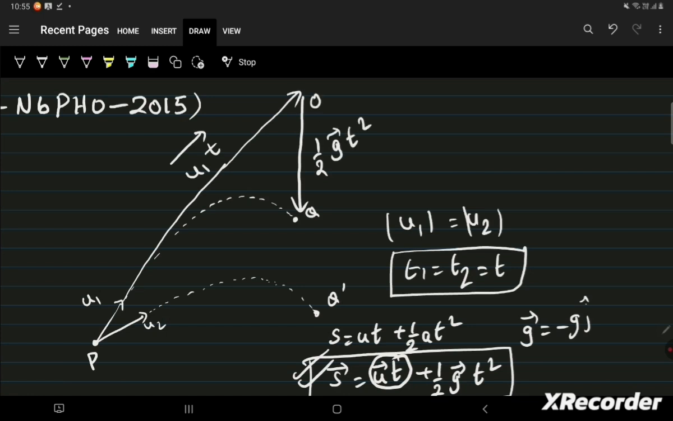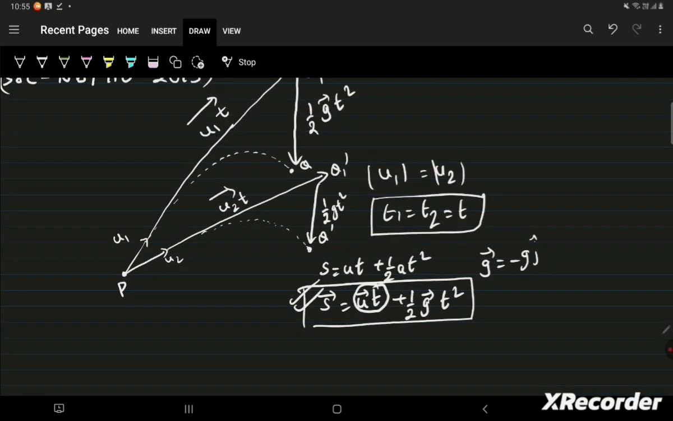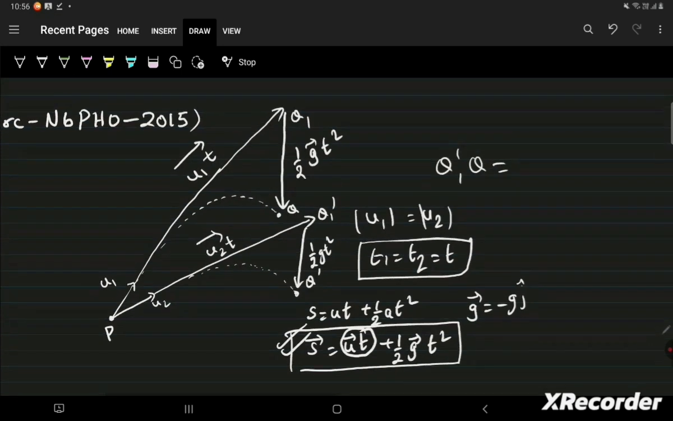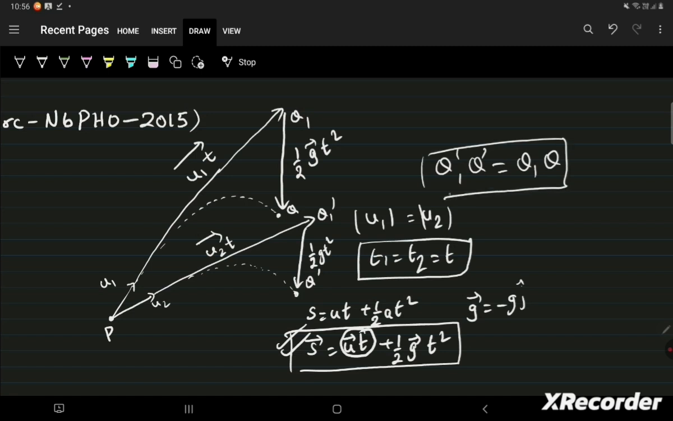Now I assume this one to be Q1, and similarly for the second projectile, this is u2 t vector and this is half g t square. This is Q1 dash. The key observation in this question is that Q dash 1 Q is equal to Q1 Q. Q dash 1 Q dash is equal to Q1 Q. This means that both vectors are the same in magnitude as well as in direction.